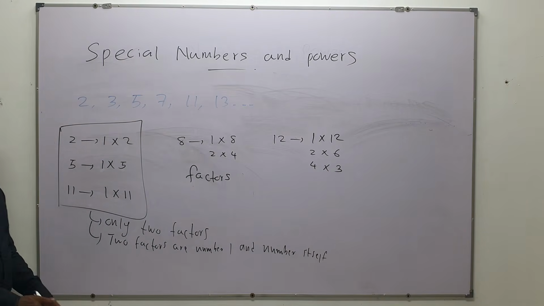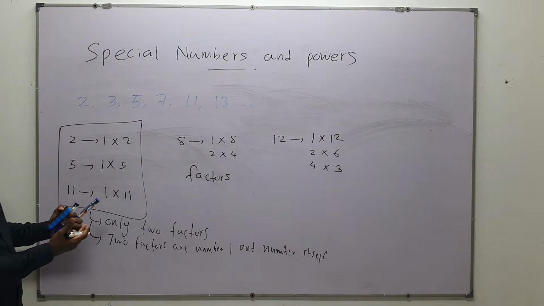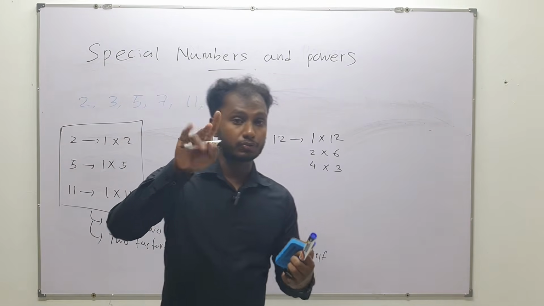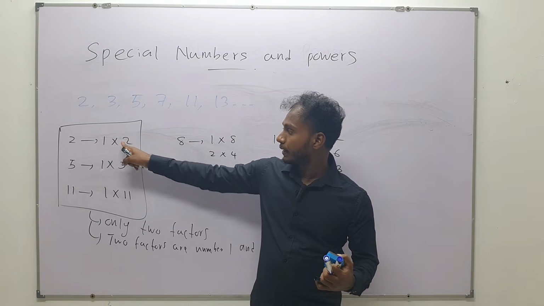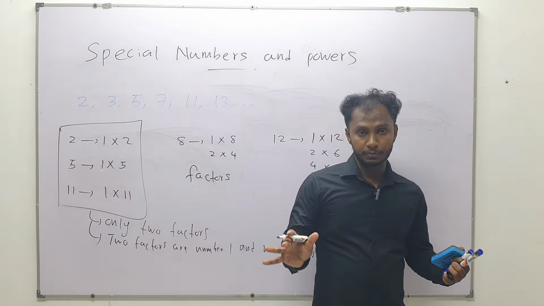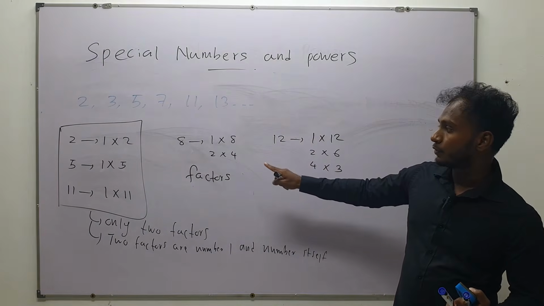So this is the importance of the prime numbers. If a number has 2 factors, and the number 1 and the number itself are the factors, then that is a prime number. So these others are not prime because of that.